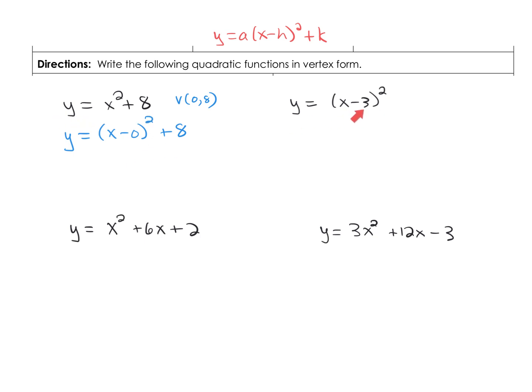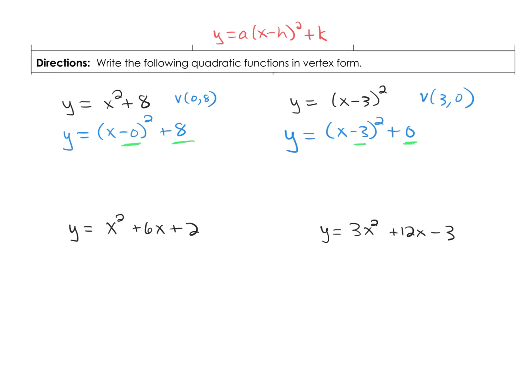Now, if you look over here, remember that this minus 3 inside the parentheses was a right shift of 3, which means the vertex for that one would be (3, 0). So we could rewrite this as (x minus 3) quantity squared, and then just write plus 0. Because I need a number here and here, and our vertex plays into those two numbers. So those are the easy ones. You don't really have to do a lot of work, but most of them are much more complicated.